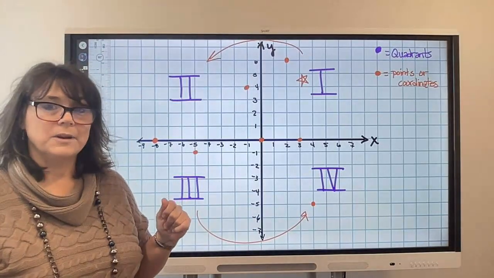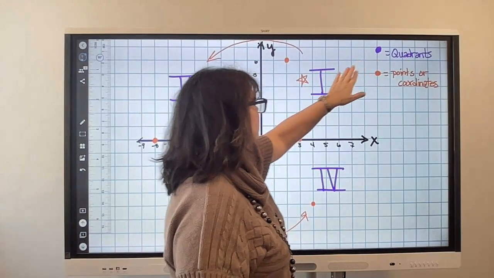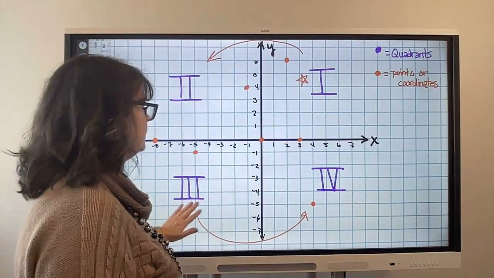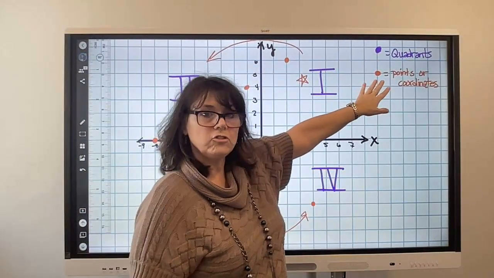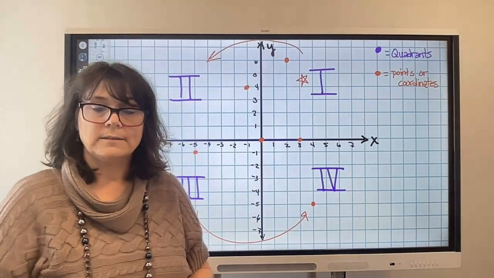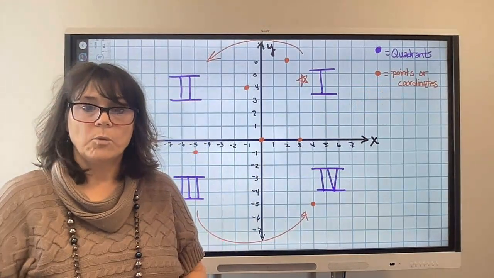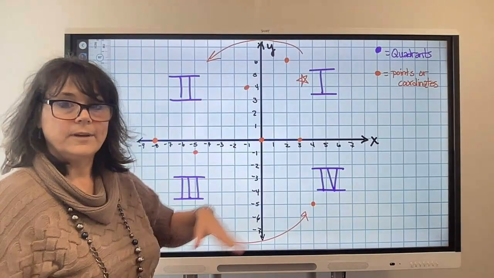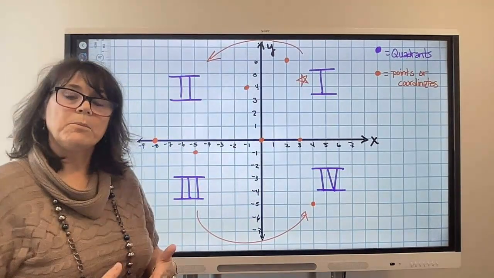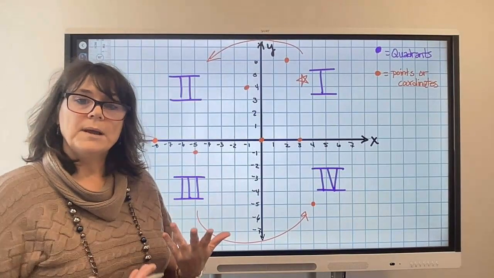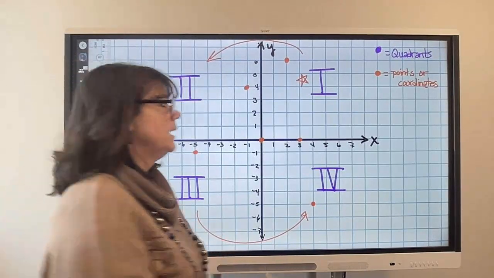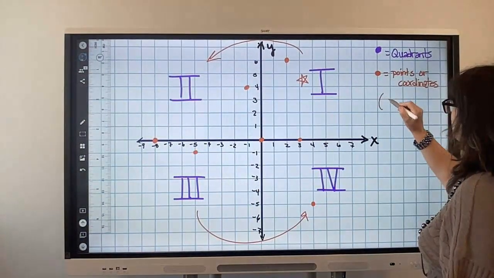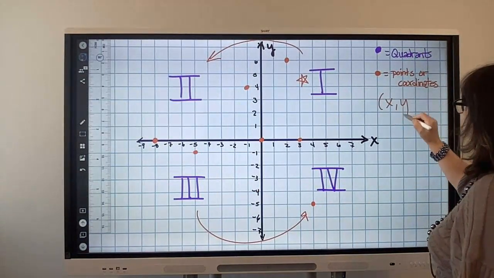So I'd like you to note that the purple is talking about the quadrants, and the orange is representing points or coordinates for each identified area on this graph. Remember, when we're talking about points or coordinates, we always have the same pattern. And it looks like this. It's always x comma y.